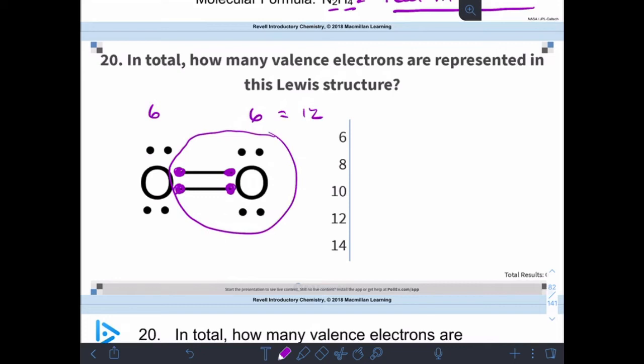Okay, so if I wanted to, I could look at the picture and count the electrons, knowing that there's 2 electrons in each one of those lines. So there's 1, 2, 3, 4, 5, 6, 7, 8, 9, 10, 11, 12.